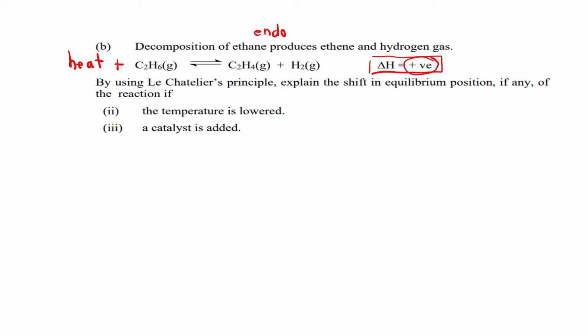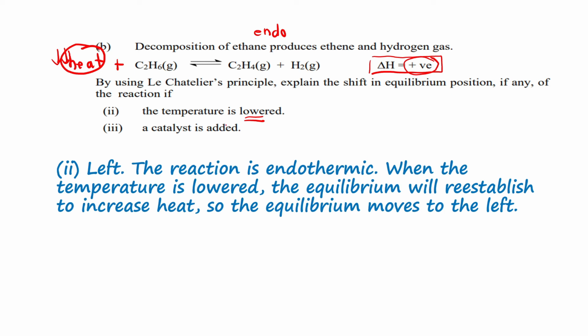Bila heat at reactant side, okay, kita lower the temperature. Jadi bila kita lower the temperature di sini, meaning that kita reduce the heat. Jadi bila kita reduce the heat, heat di sebelah kiri dia akan berkurangan. So system akan shift to the left because the reaction is endothermic. So when the temperature is lower, the equilibrium will re-establish to increase heat. So equilibrium moves to the left. Dia akan bergerak ke sebelah mana? Shift to the left.